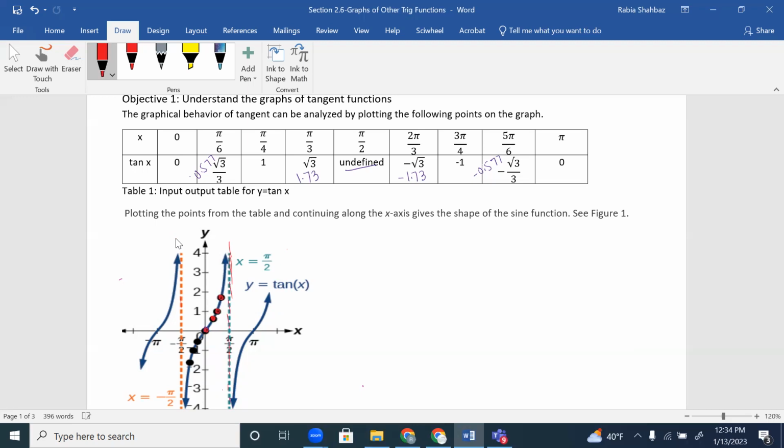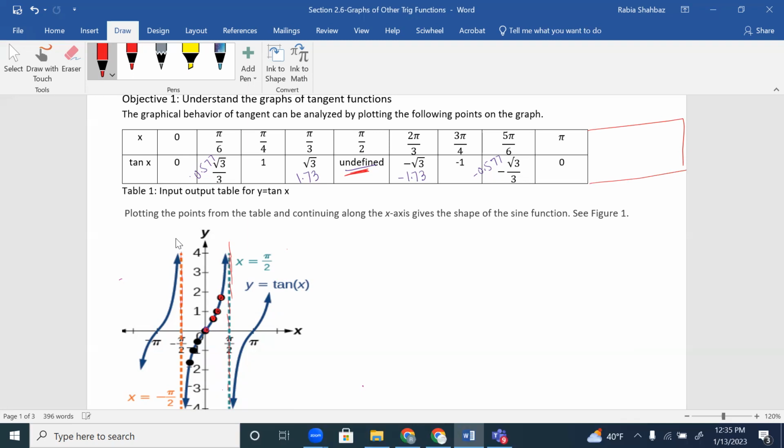A vertical asymptote, as you know, is a line to which your graph approaches, and as your graph approaches that value where the vertical asymptote is, it either increases or decreases without bound. So tangent values are undefined at pi over 2. If I continue this table, it is also undefined at 3 pi over 2, which is the same as negative pi over 2.